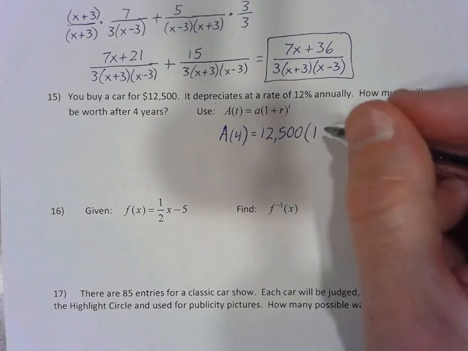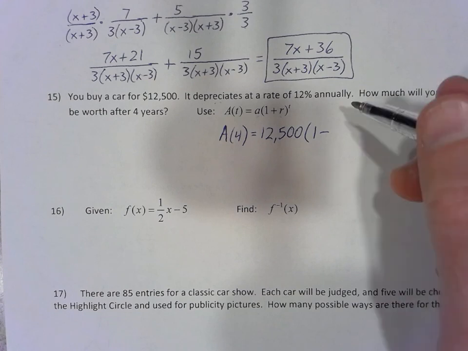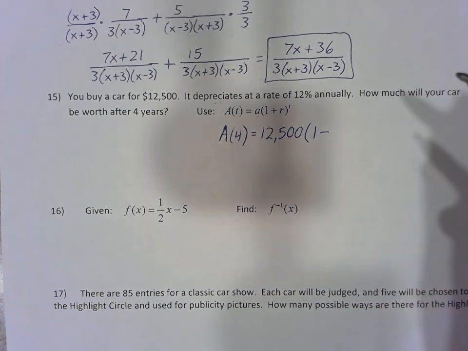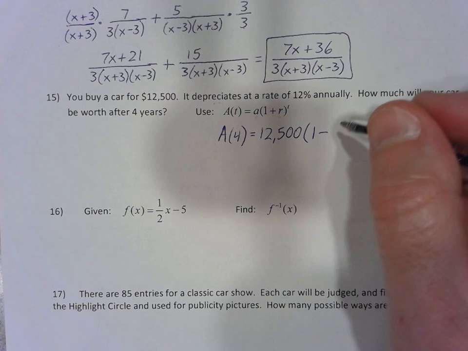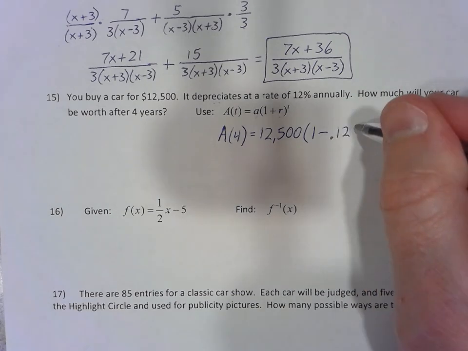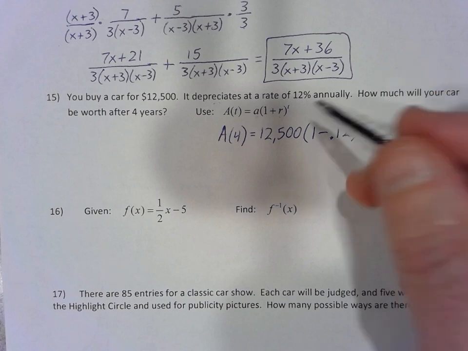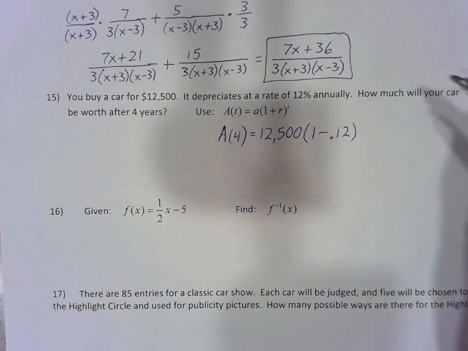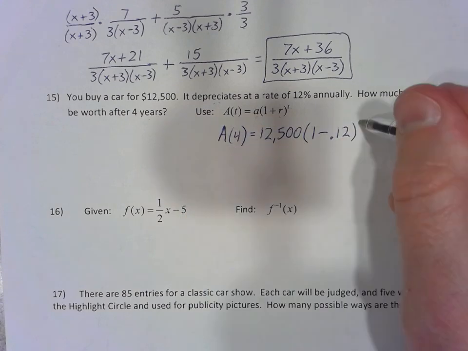So we need to subtract the rate. If it's increasing like a bank account, then we would add the percentage. But here it's depreciating, and so we had to change the percent into a decimal. So we're going to subtract 0.12. And then T is the number of years. How much will it be worth after 4 years?